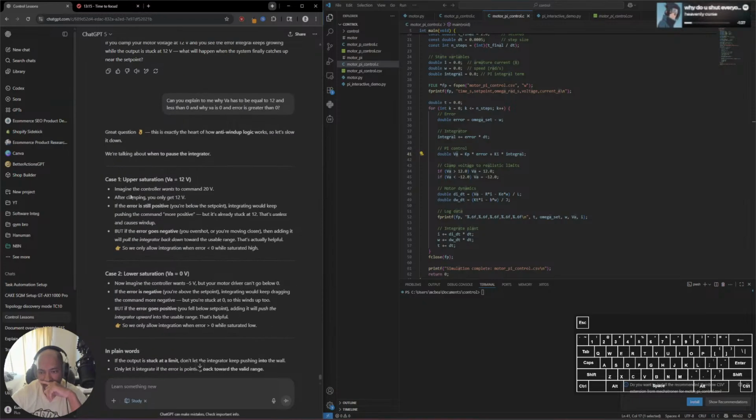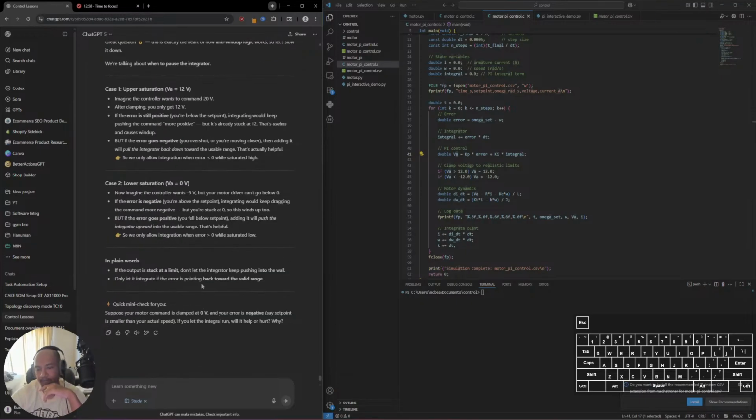I think I understand. If the error is still positive, you're below the set point. More positive, but it's already stuck at 12. That's useless. There goes negative. Okay. If the output is stuck at a limit, don't let the integrator keep pushing into the wall. Only let it integrate if the error is pointing back toward the valid range.